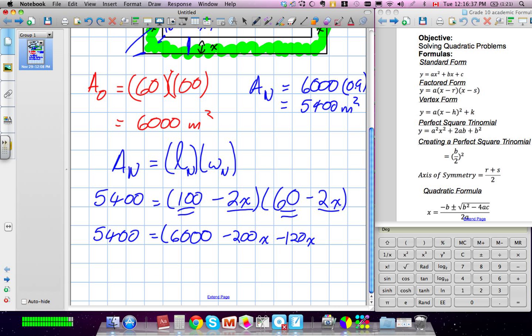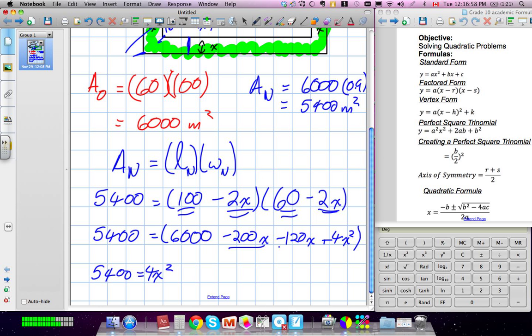I'm going to collect like terms and put this in order of degree. So we have 5,400 is equal to 4x squared. I'm going to combine negative 200x minus 120x. What does that equal?